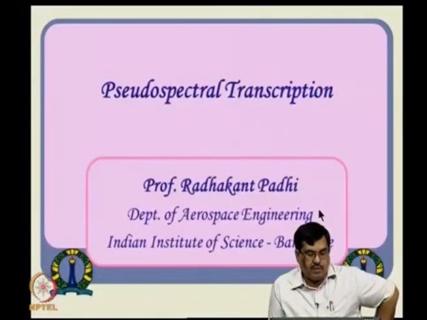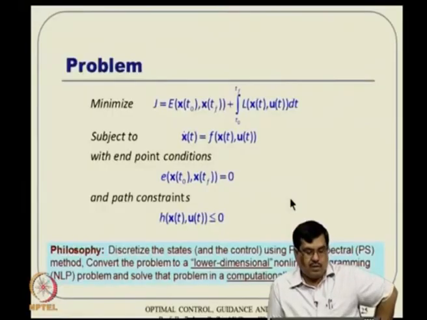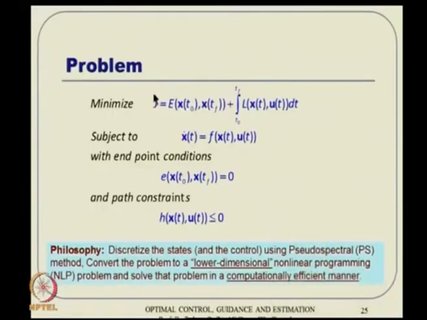But then we had this glimpse of this evolving method called pseudospectral transcription, which holds a lot of promise in my view actually. And the idea was something like this. So we wanted to have a very generic formulation, where we want to minimize this generic cost function with this terminal penalty and path penalty, subject to the system dynamics, and with endpoint conditions, both equality sense as well as path constraints in the inequality sense.